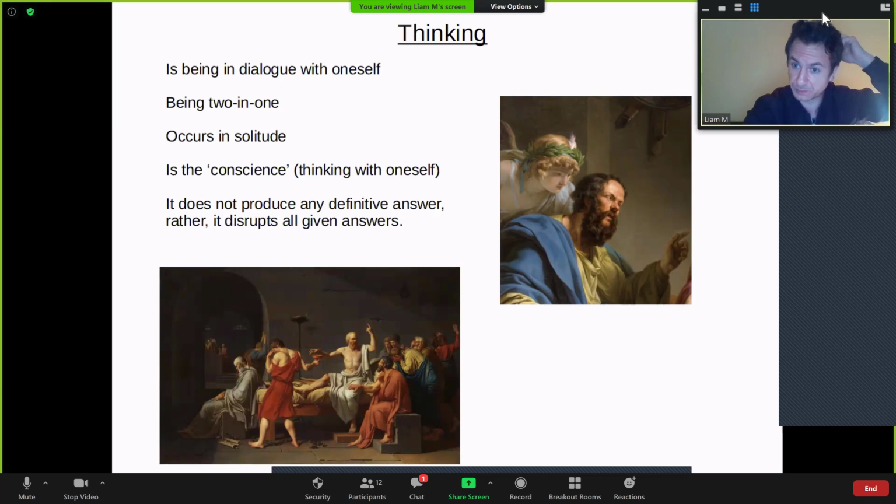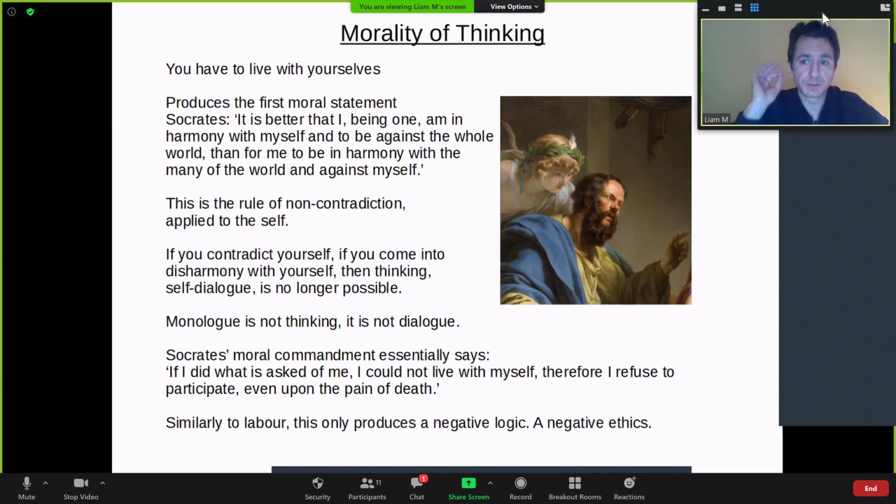And this is a problem, especially for Socrates, because the Athenians really liked definitive answers, and so they decided to execute him for causing such a ruckus. But thinking is key, because you get a morality out of it, because we have to live with ourselves as being two in one. We have two dialogue partners within ourselves, and so this produces the first moral statement within Western history, basically, which Socrates says is not entirely true, but let's pretend.